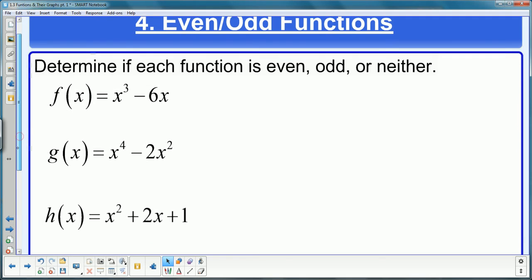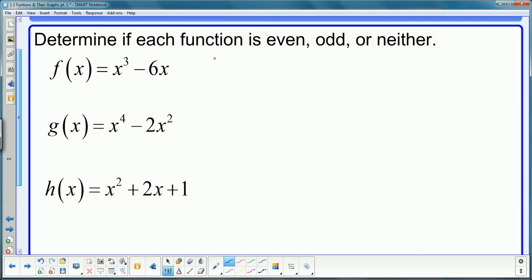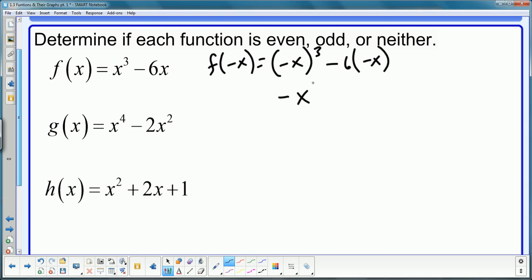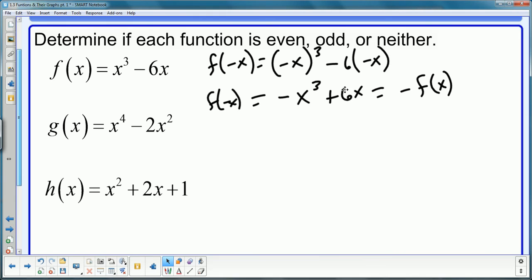Looking at all of these then, we want to find if it's even, odd, or neither. We're going to say if I take my f of negative x, I'm going to have negative x cubed minus 6 times negative x. And what happens here, any negative number cubed stays negative, so we could say this is the same thing as negative x cubed, and a negative times a negative becomes a positive 6x, which equals the same thing as a negative f of x. So since all signs changed here, you see we went from a positive x cubed to a negative x cubed, from a negative 6x to a positive 6x, all signs changed. That tells us it's going to be odd.